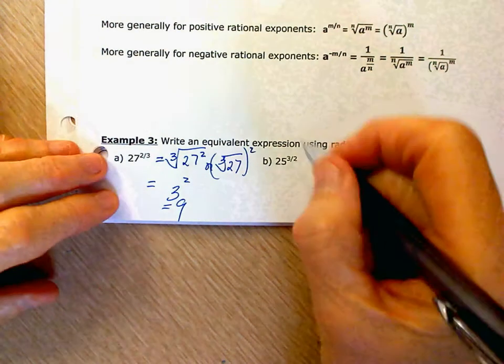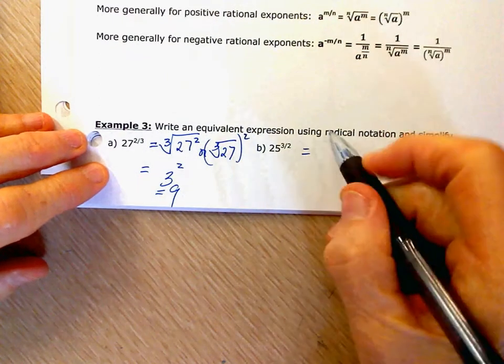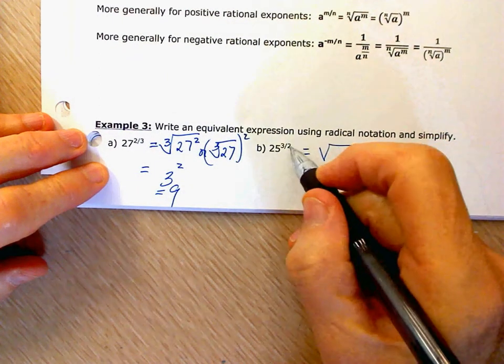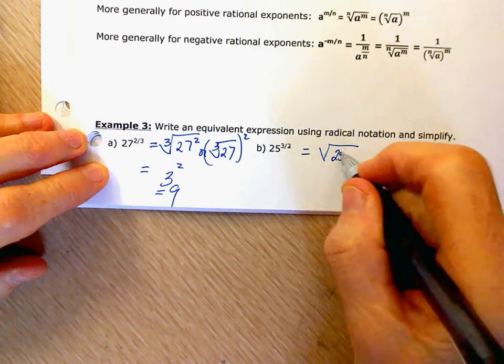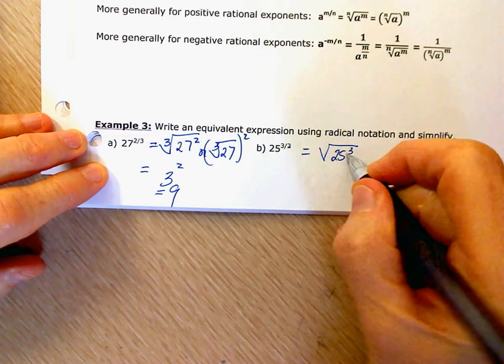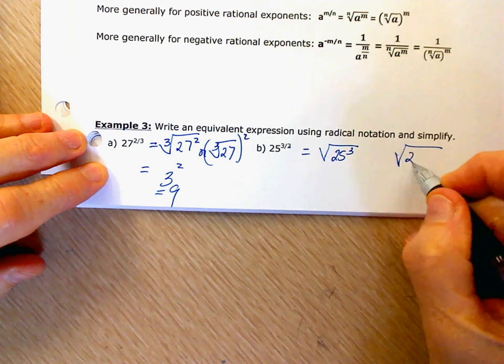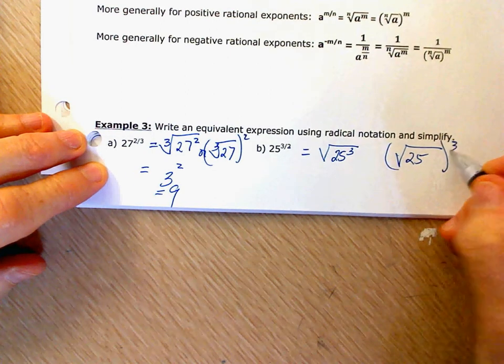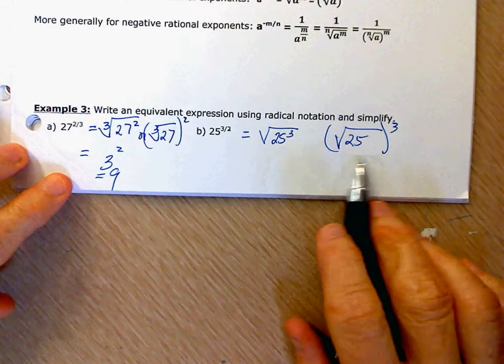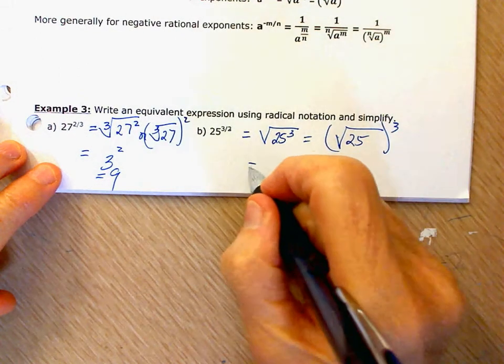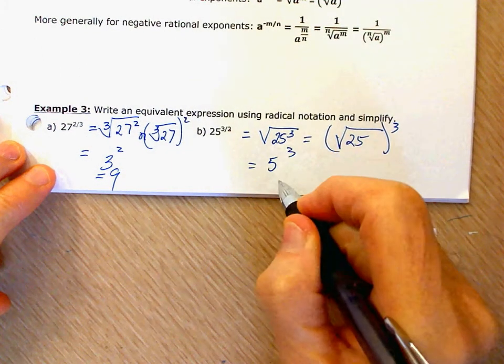So this, again, we take this 2 as the square root of 25. We can either write the 3 here, or we can write it here. To me, this one looks easier in this case. So we can write 5 cubed equals 125.